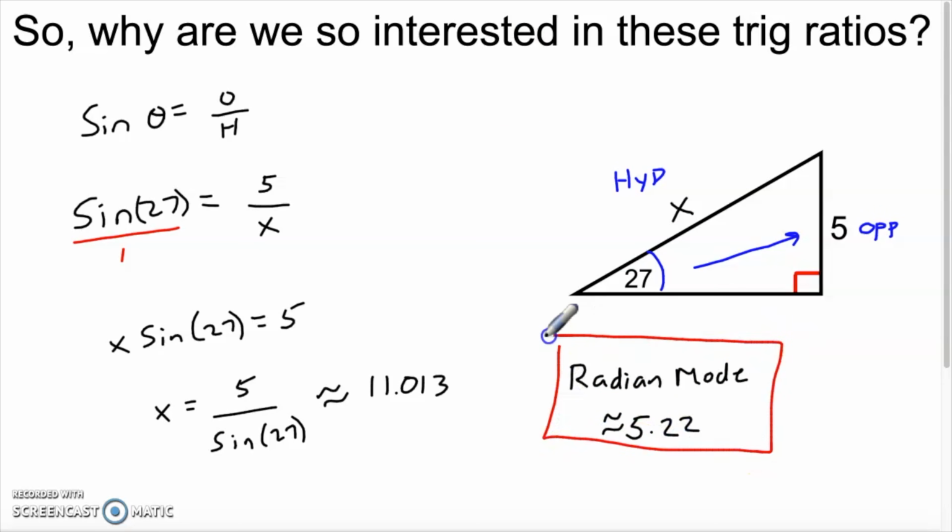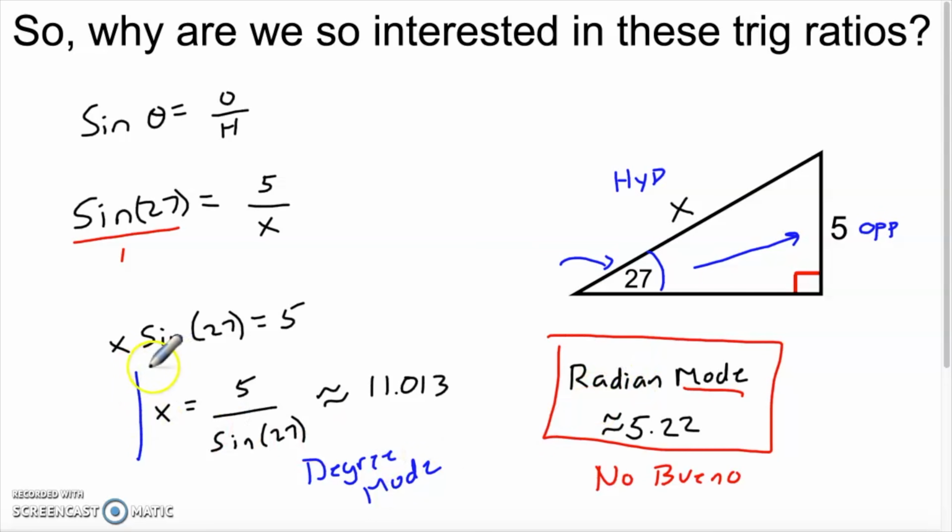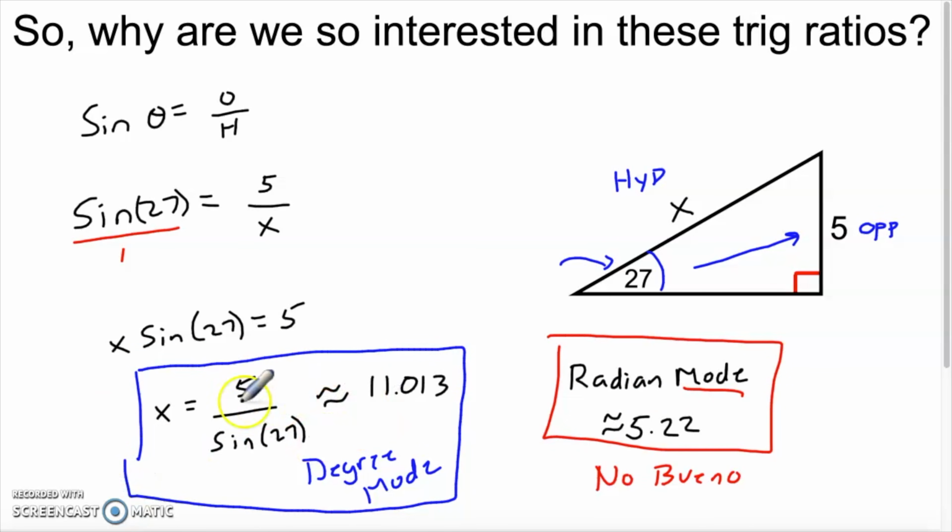This is no bueno. If you get 5.22, then you're going to look on your calculator for a button that says mode, and then tap that button, and it should say radian somewhere. What you want to be is in degree mode. The reason for this is simply that our angle was in degrees. That was 27 degrees, so we want to be in degrees with the calculator. When you're in degrees, try it again. Type 5 divided by the sine of 27, and you should get 11.013.